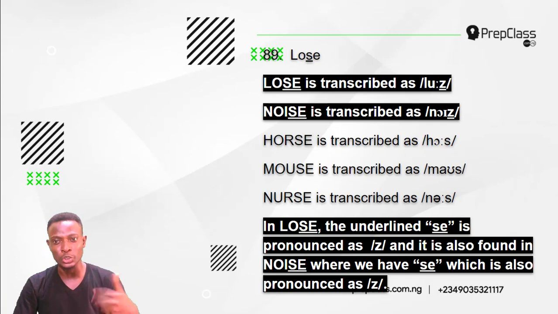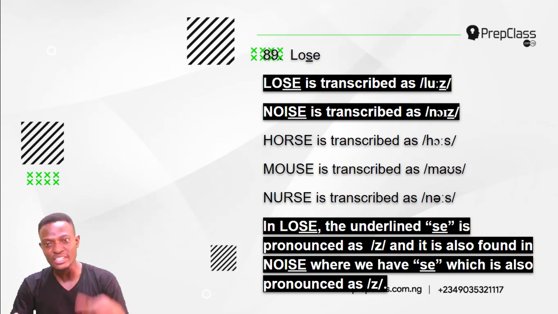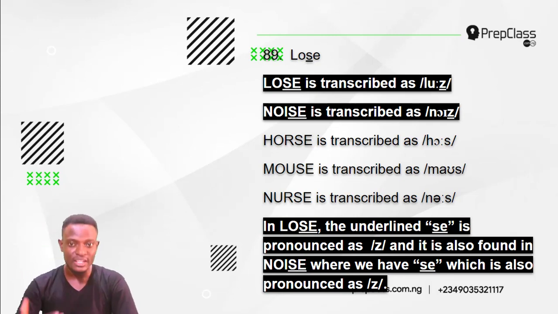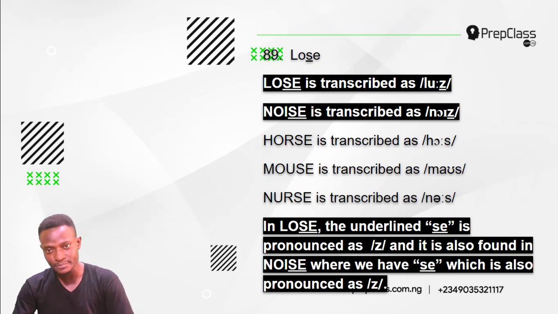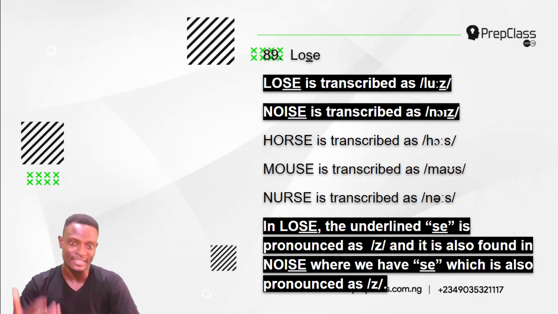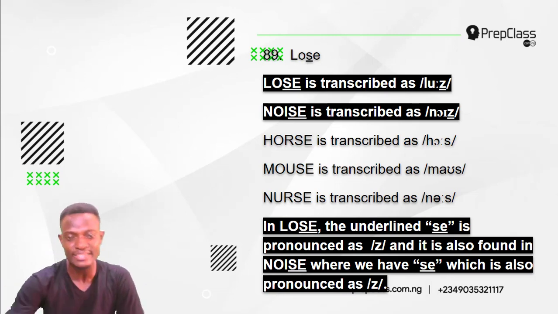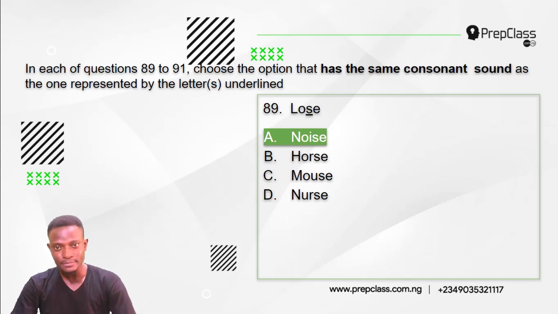It is not earth. Earth is transcribed as shown on the screen. The sound we have in earth is S. It is not mouse. Mouse is transcribed as shown on the screen. The sound we have in mouse is S. It is not nurse. Nurse is transcribed as shown on the screen. The sound we have is S. In lose, the underlined SE is pronounced as Z, and it is also found in noise, where we have SE, which is also pronounced as Z. They both have the Z. So the answer to this question is option A.